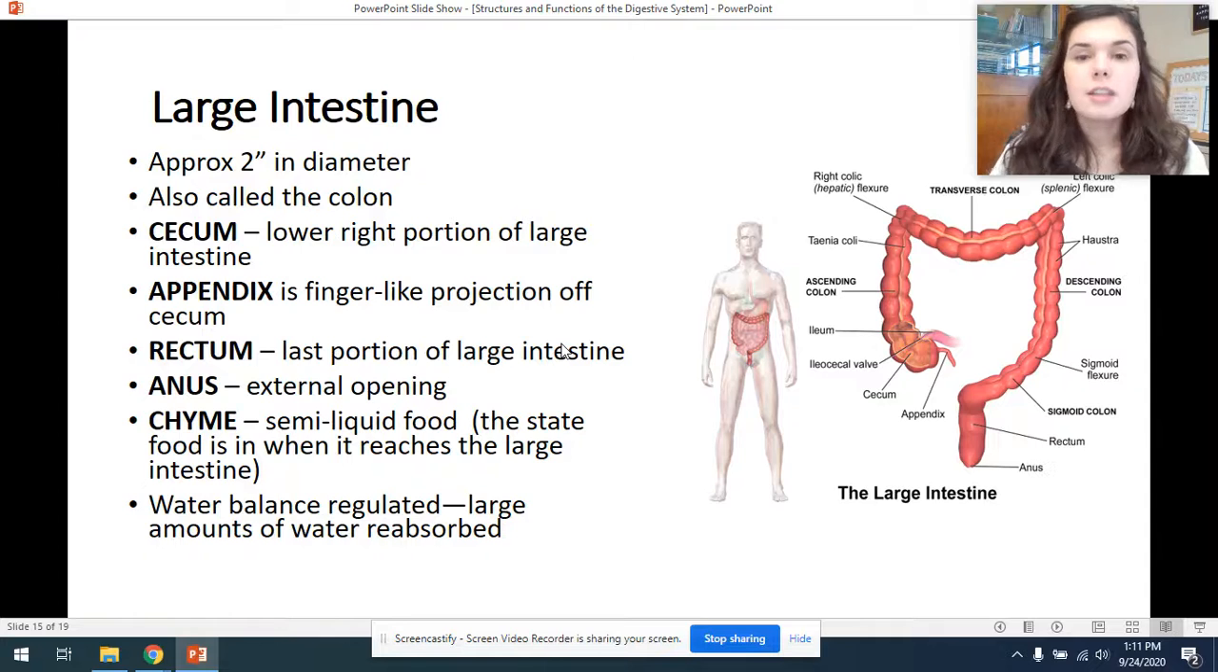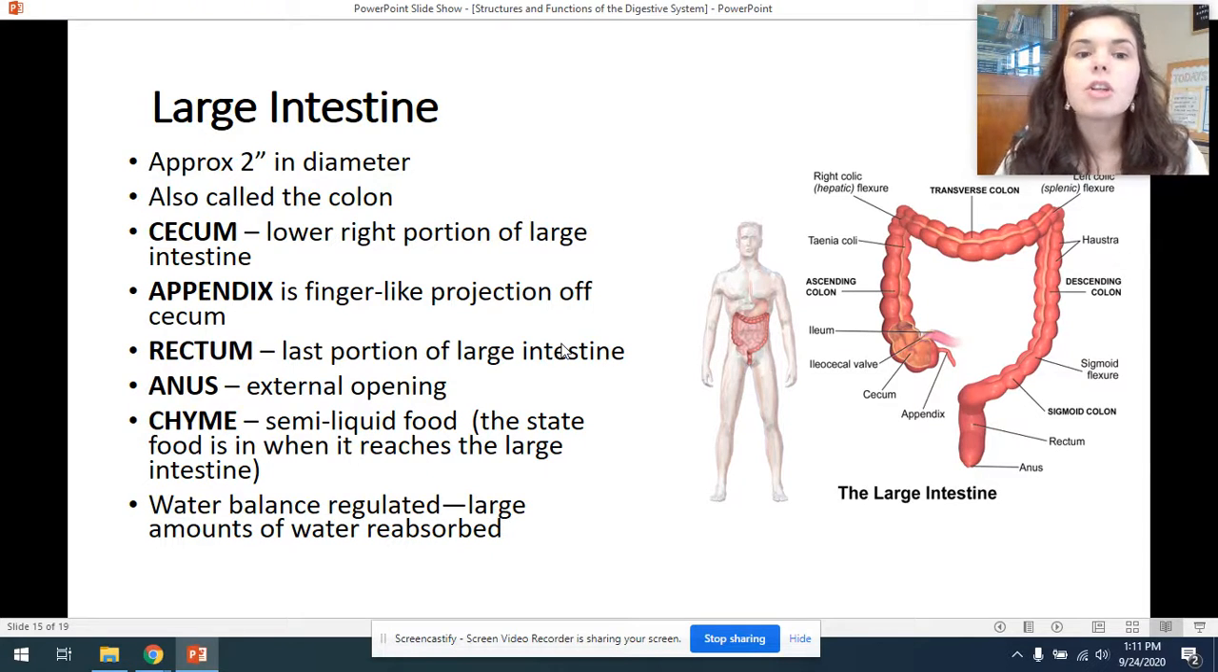The large intestine is what comes after the small intestine, and it is approximately 2 inches in diameter. So remember, it's called the large intestine because it's larger around than the small intestine. And it's also sometimes referred to as the colon. So if someone has a colonoscopy, that means they're sticking a scope up into the large intestine.